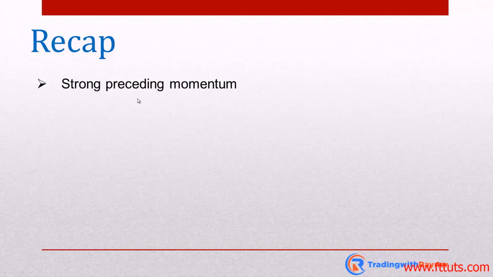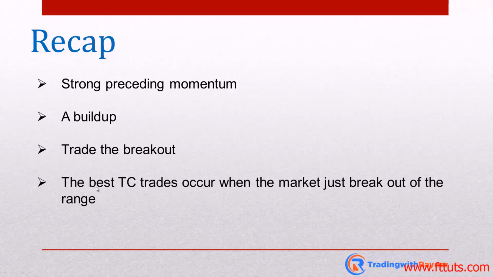Okay, so just a quick recap. Number one, when you are trading a trend continuation trade, you're looking for strong preceding momentum, looking for a build up or a weak pullback with narrow range candles. Then just trade the breakout. And a couple of things to take note of: number one, the best trend continuation trades occur when the market just breaks out of the range.